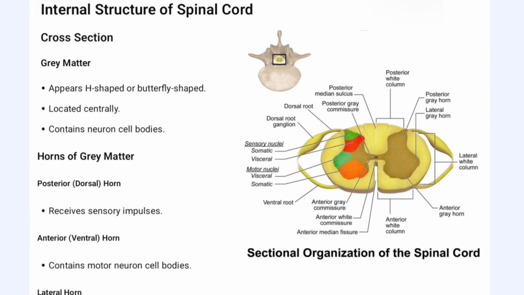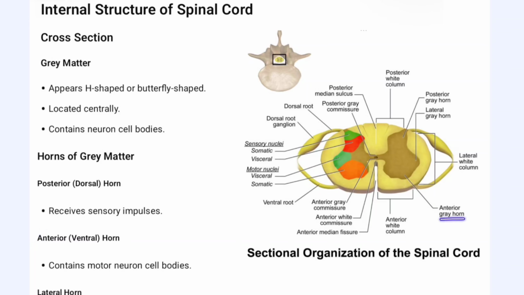Now let's see the internal structure of spinal cord. Cross section shows gray matter, appears H-shaped or butterfly shaped. Here this is the portion of the gray matter which is located centrally, contains neuron cell bodies. Horn of gray matter, posterior or dorsal horn. Here is the posterior horn of the gray matter, this portion. It receives sensory impulses. Anterior or ventral horn. It contains motor neuron cell bodies. This is the anterior horn of the gray matter.